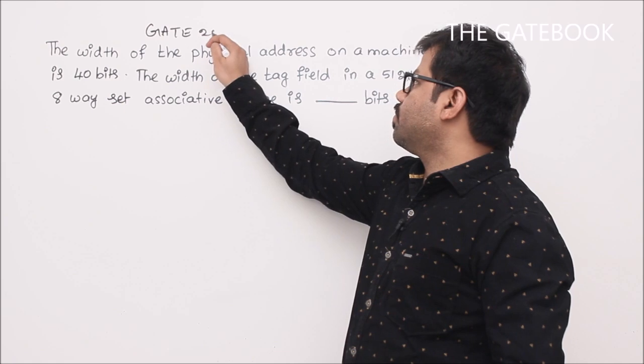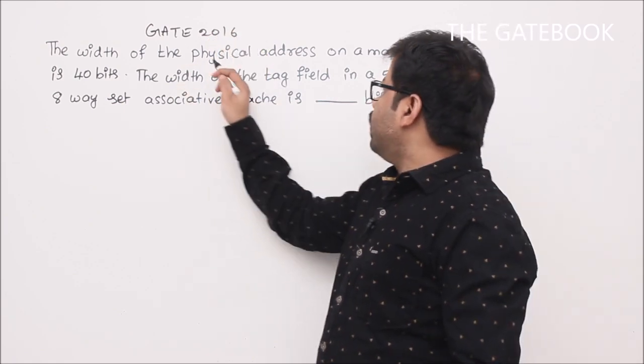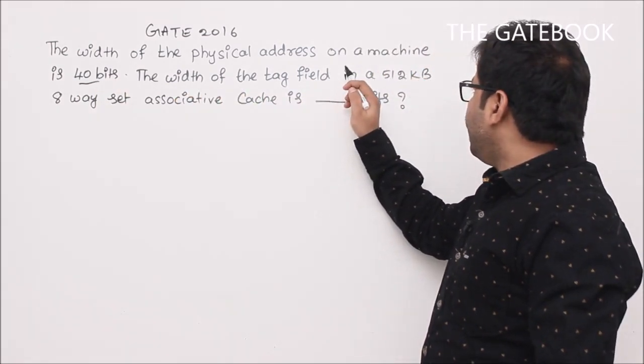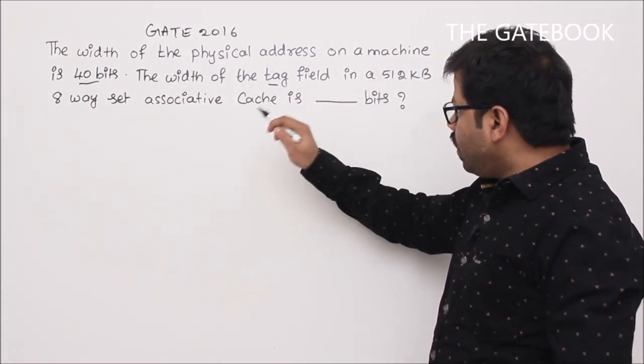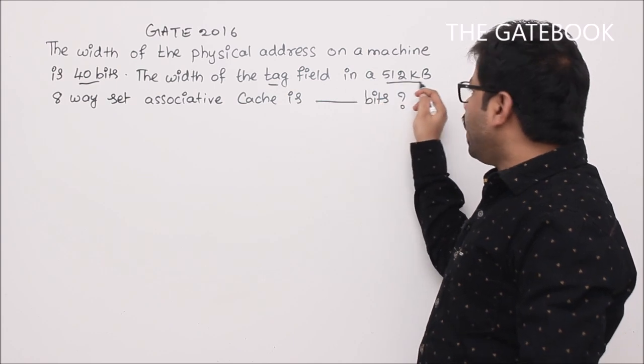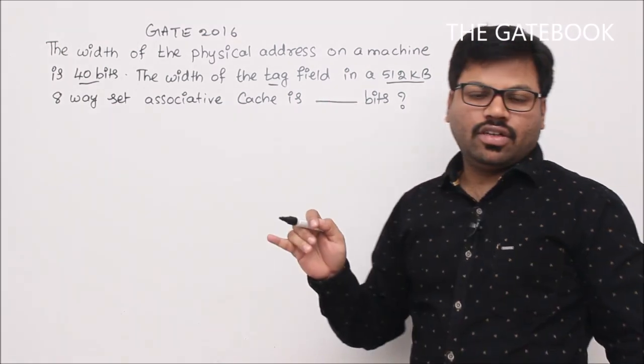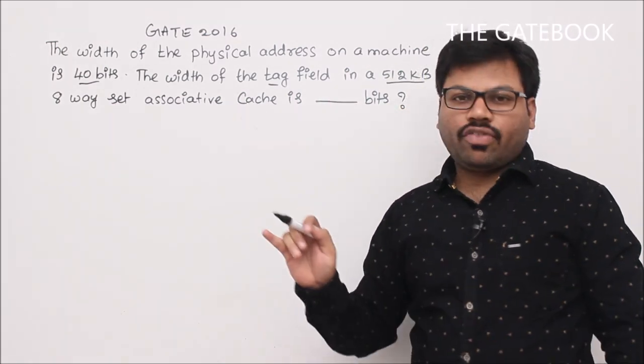Let us try this. The width of the physical address on a machine is 40 bits. The width of the tag field in a 512 KB, 8-way set associative cache is dash bits. So finally we have to find out the number of tag bits.